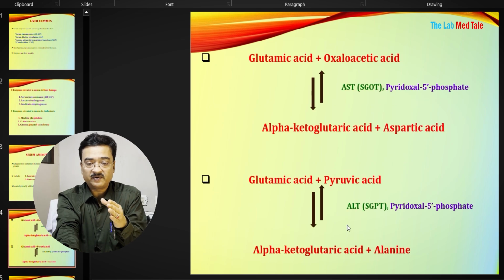These are the 2 enzyme functions. AST converts glutamic acid and oxaloacetic acid to alpha-ketoglutarate and aspartate. For ALT, glutamic acid and pyruvic acid convert to alpha-ketoglutarate and alanine. In both cases, there is amino group transfer.